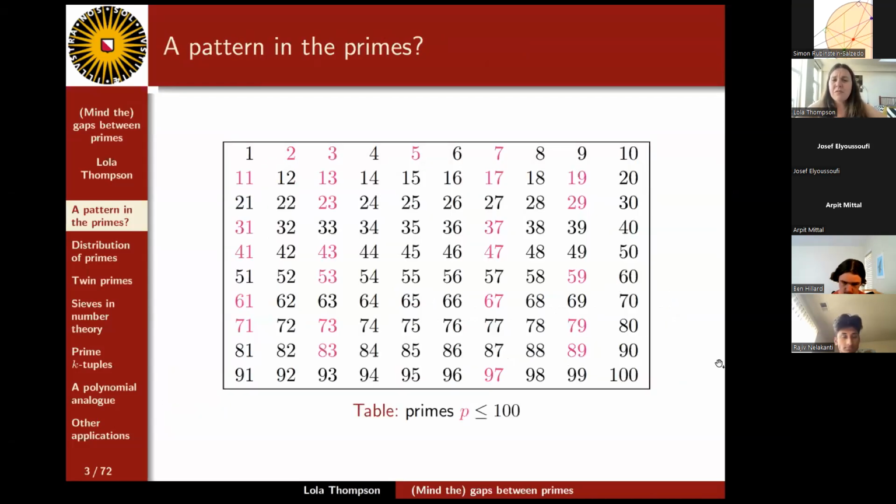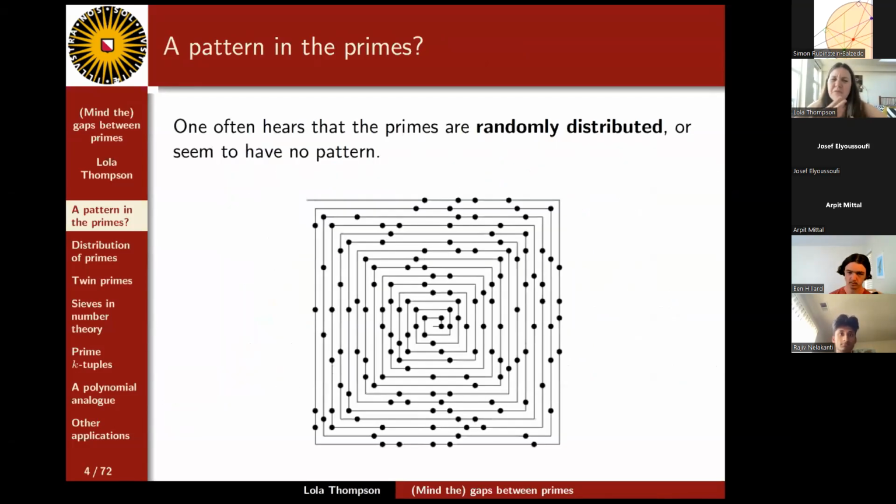So primes are kind of mysterious, and they've been studied for a very long time, certainly going back thousands of years. When you make a list of numbers and you highlight all the ones that are prime, you might think they seem to pop up kind of randomly. So that's one view people have of primes. People often say things like, well, the primes are kind of randomly distributed or they have no pattern.